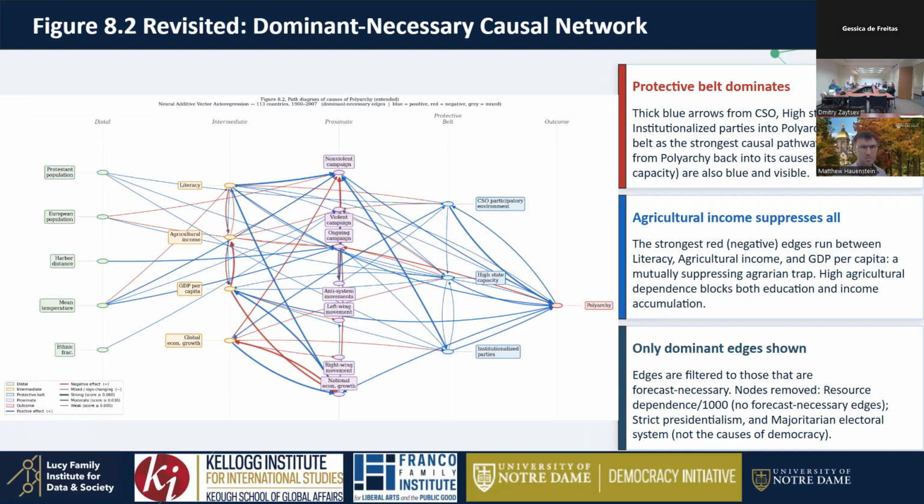So there's even more interaction going on there. Not strictly interaction, but there are more relationships there that help stabilize the model. Agricultural income, which is in the upper left, second from the top, you see mostly red arrows coming from that to anything else. And this model is restricted to just the edges that are forecast necessary. So we removed some things like resource dependence, strict presidentialism, majoritarian electoral system.